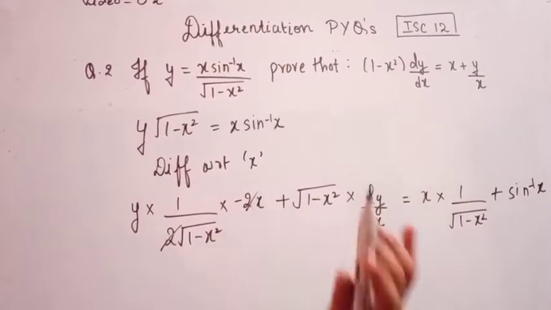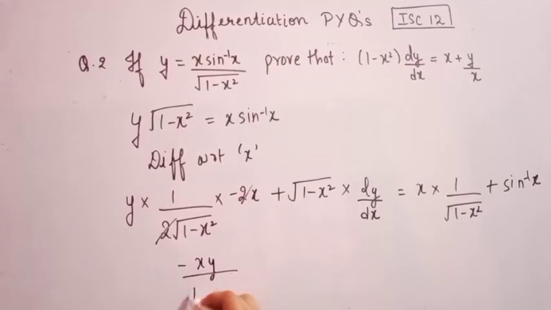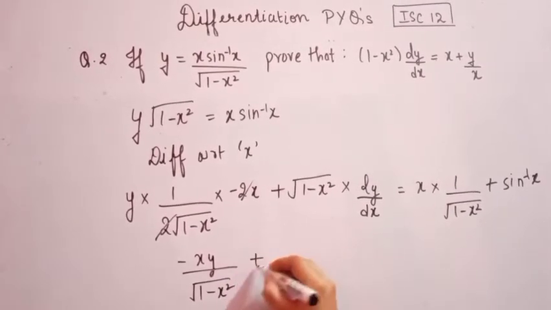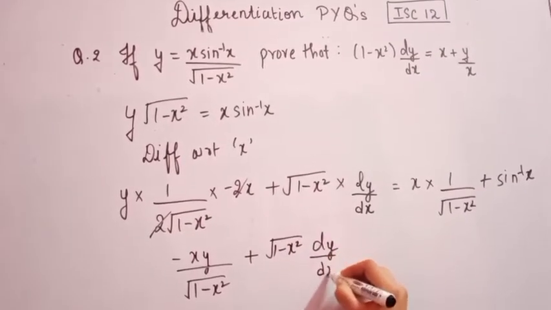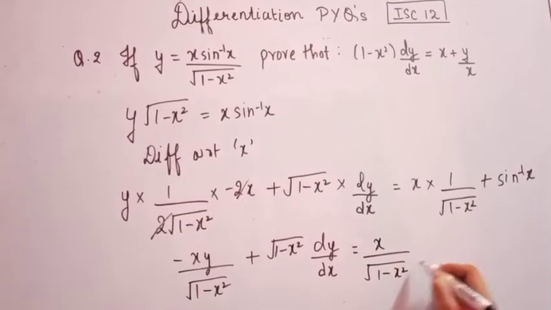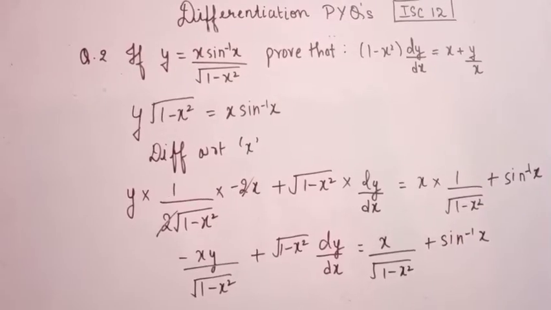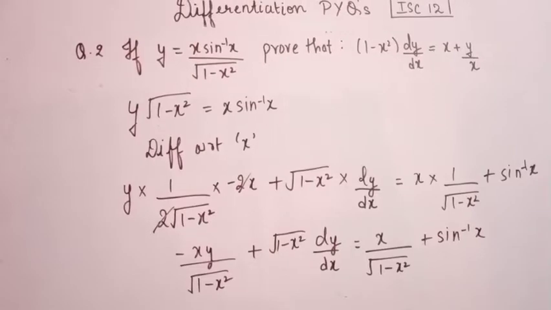2 and 2 get cancelled. We are left with minus xy upon under root of 1 minus x square plus under root of 1 minus x square dy by dx equal to x upon under root of 1 minus x square plus sine inverse x. If you notice on the proving side, we don't have any sine inverse x. So we need to make some changes.